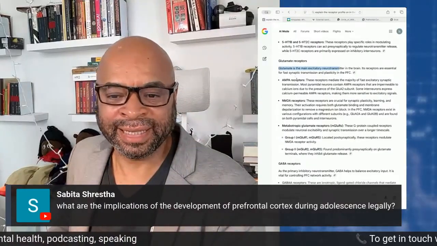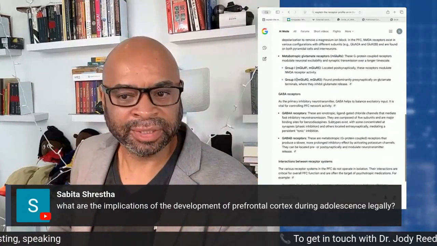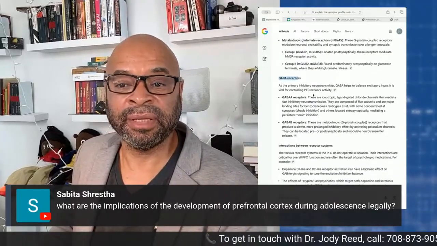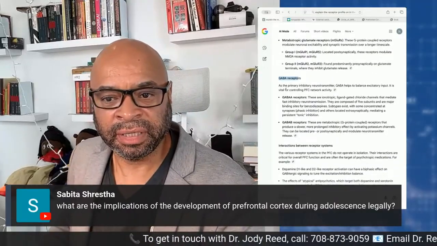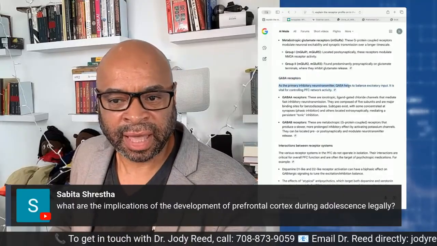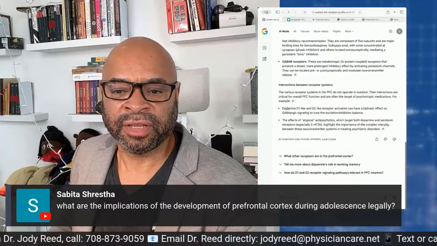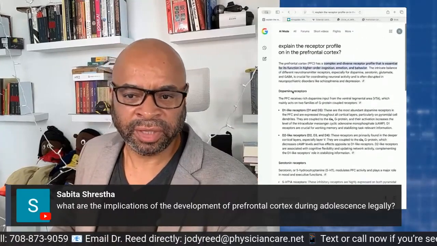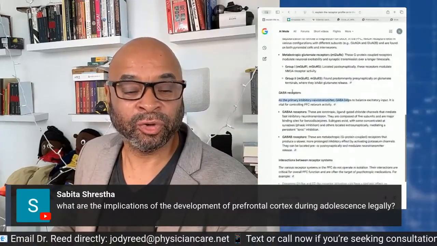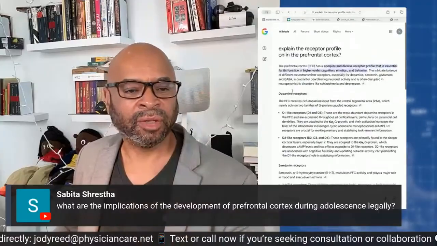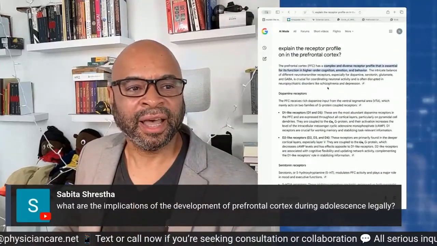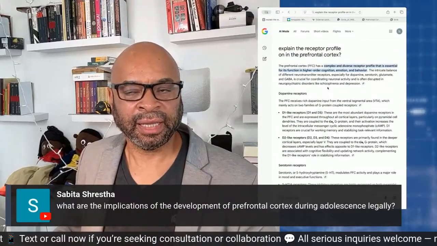GABA receptors, and so benzodiazepines may be helpful in terms of inhibiting impulses. So GABA is the major inhibitory neurotransmitter. And of course, you have the interaction between the two. But yeah, so dopamine receptors, serotonin, glutamate, and GABA receptors are located throughout the prefrontal cortex. I think that's all I wanted to do for today.